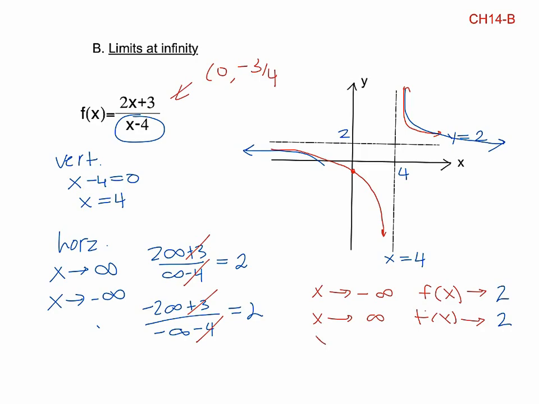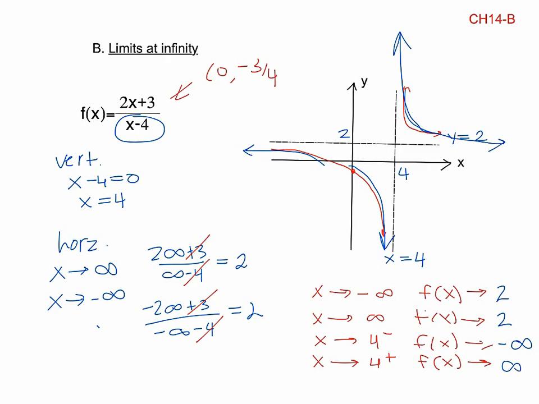As x approaches 4 from the left side, the y value is approaching negative infinity. Lastly, as x approaches 4 from the positive side, you can imagine that f of x is approaching from the right side. So we're going in this direction. It's approaching positive infinity.